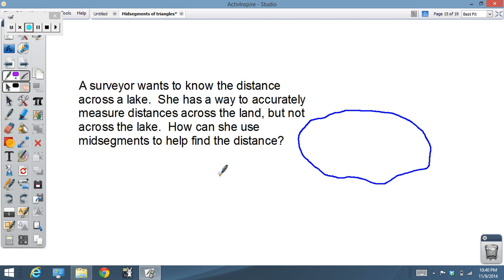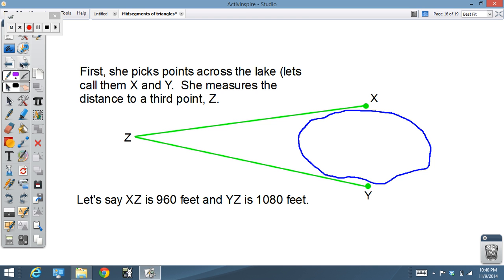A surveyor wants to know the distance across a lake. She has a way to accurately measure distance across the land, but not across the lake, so how could she use midsegments to help her find the distance? This is what she's going to do. She's going to map out a couple points, and measure from Z to X, and measure from Z to Y. So let's just say she finds 960 feet from here to here, 1,080 feet from here to here.